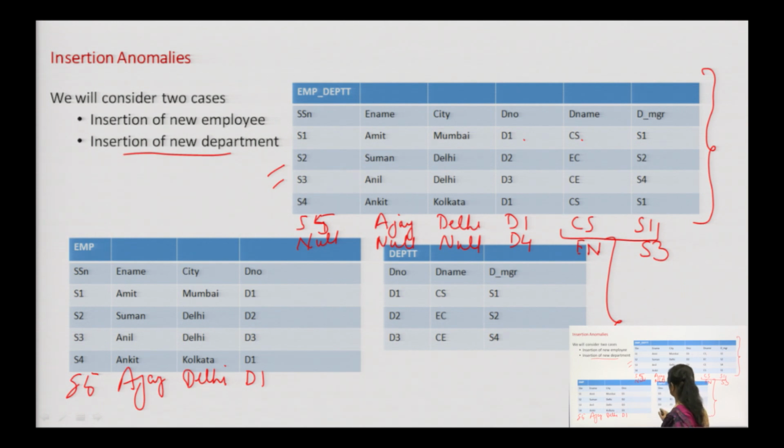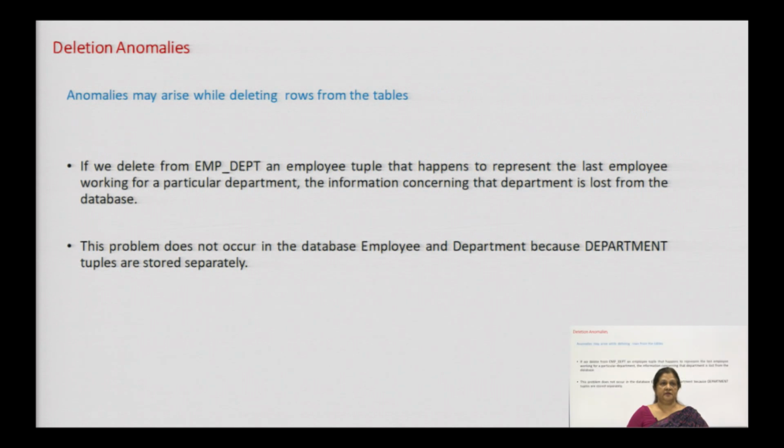Whereas, in this case if I insert D4, I simply have to write EN and S3 and I do not have to write anything else. So, obviously, we will say that the second case, where we are splitting all the attributes into two relations, is a better database design, because there are no insertion anomalies.